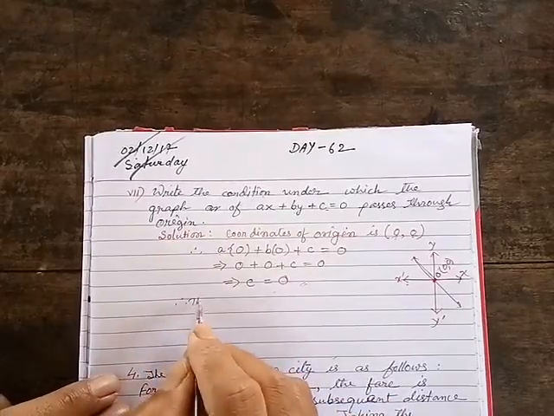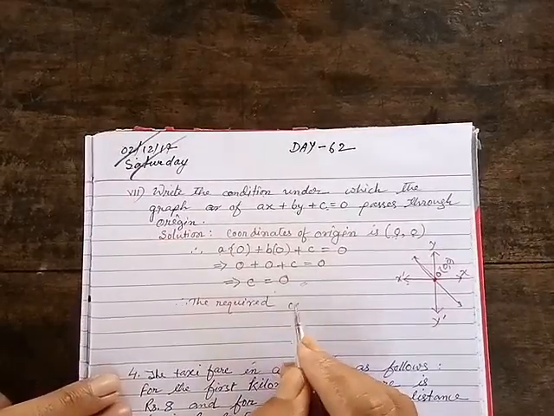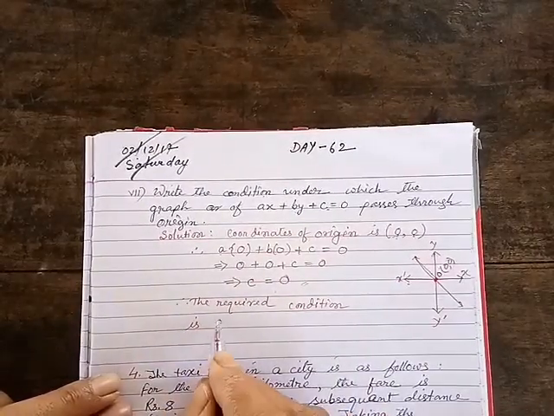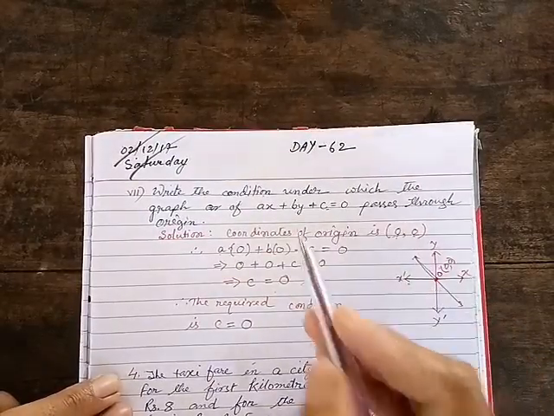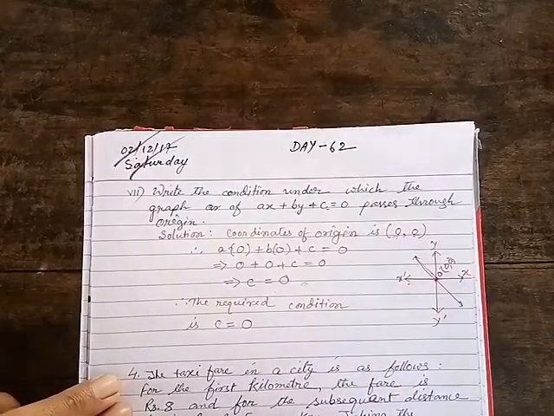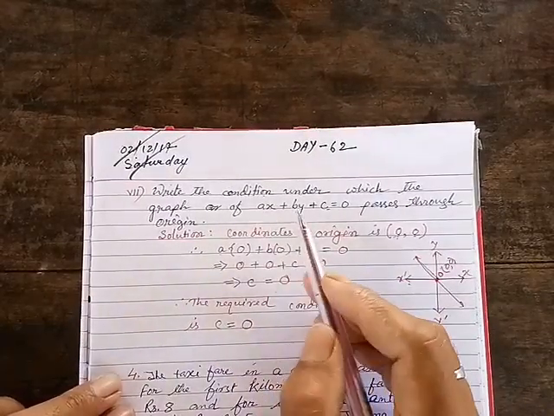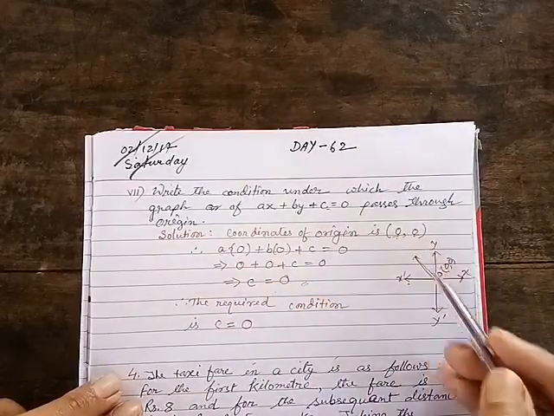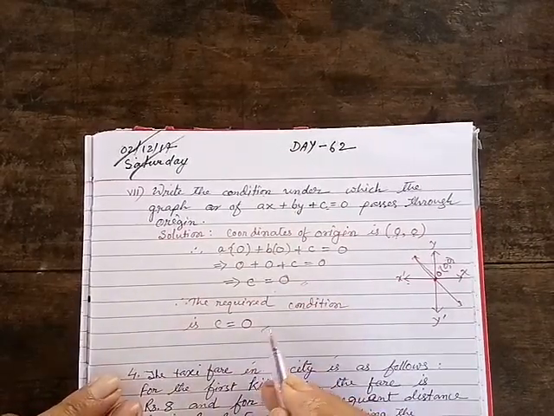Therefore, the required condition is c = 0. That means the c value should be 0. Then only this equation's graph will pass through this origin. So for any value of a, for any value of b, if the c value is 0, then that equation will surely pass through the origin. You can verify it, but this is the solution.